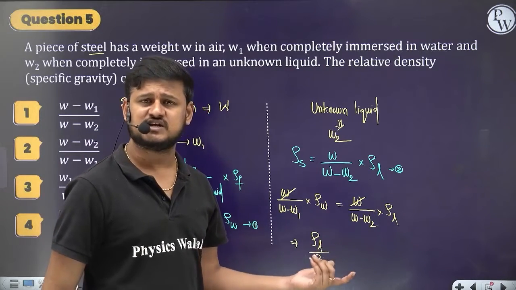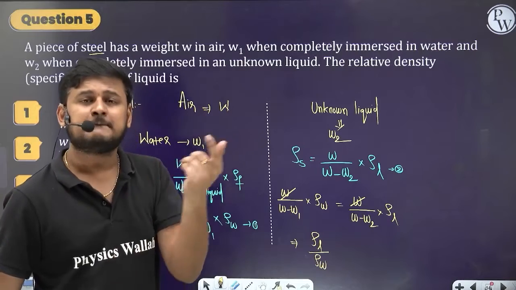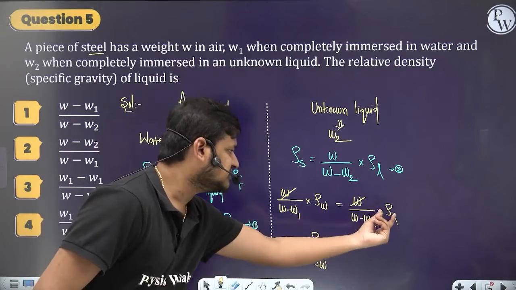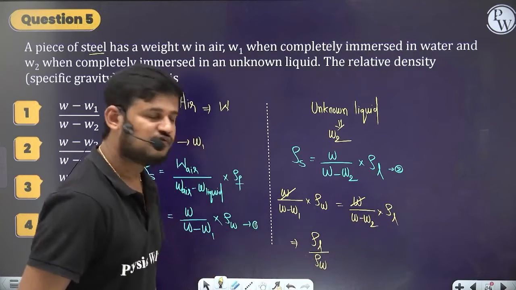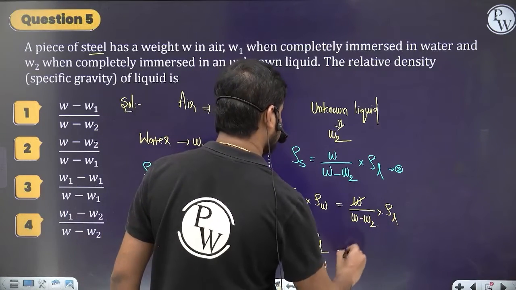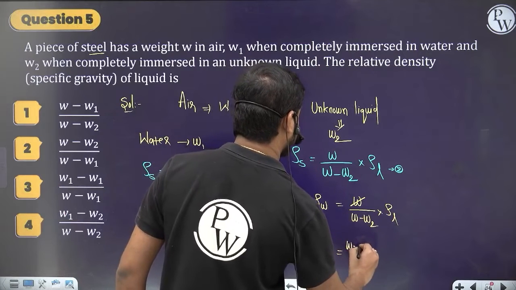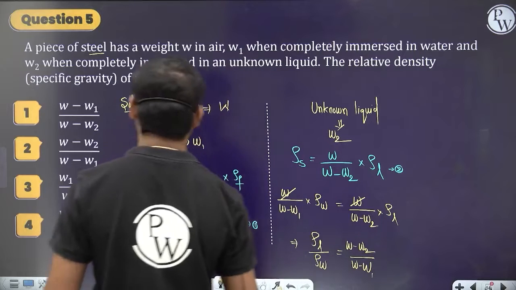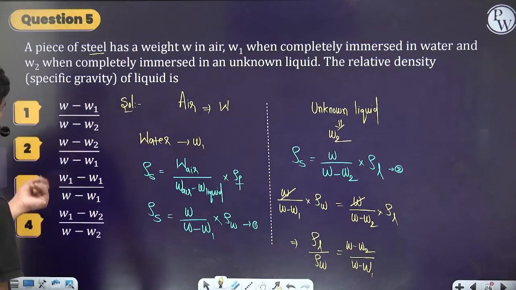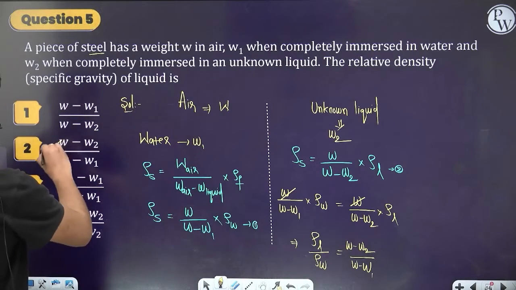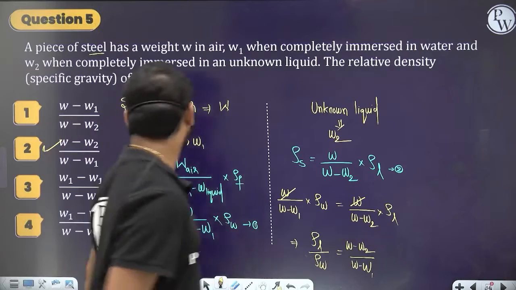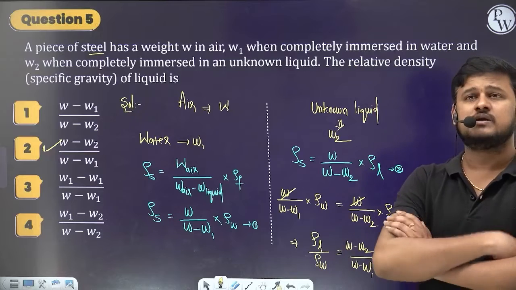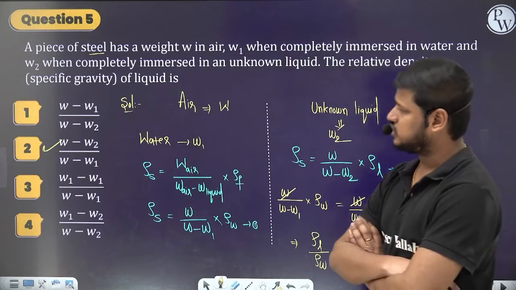What is relative density? The density of a substance divided by the density of water at 4 degrees centigrade, here the density of the particular liquid by the density of water. So I send this to this side, and you send this one to this side. So it is W minus W2 by W minus W1. Option 2 is the correct one, guys. Clear, everyone? Done with this? Good.